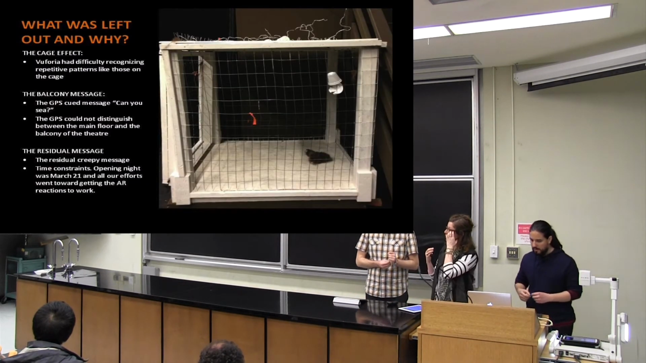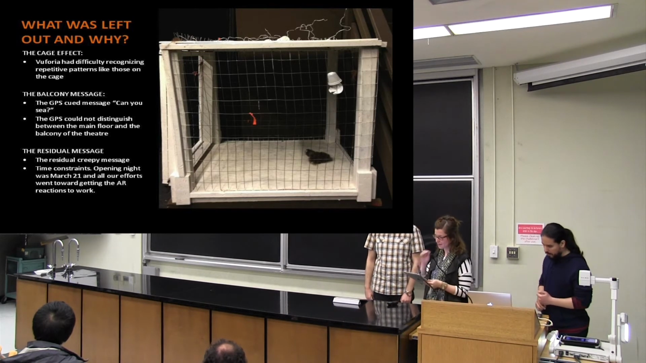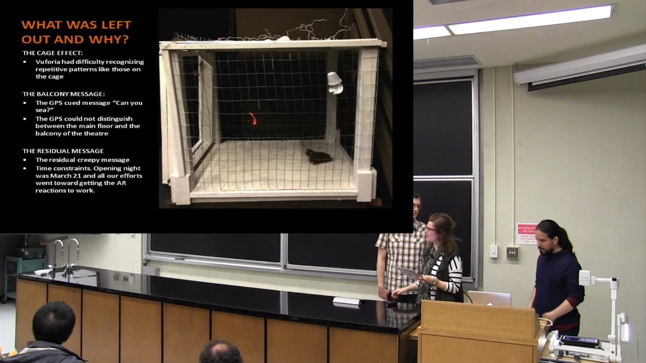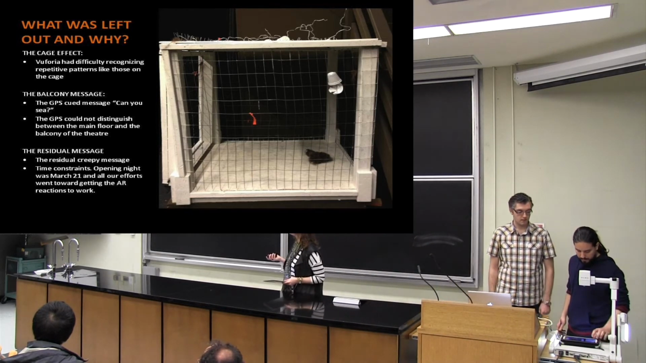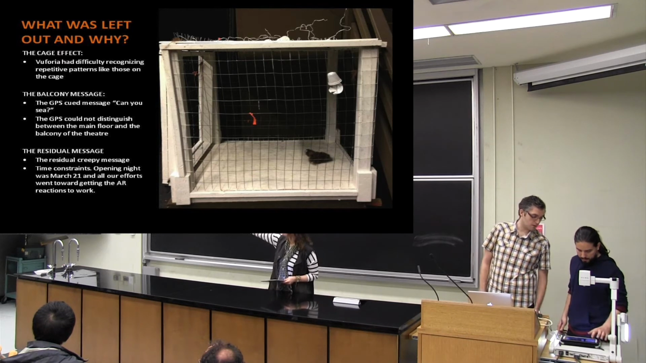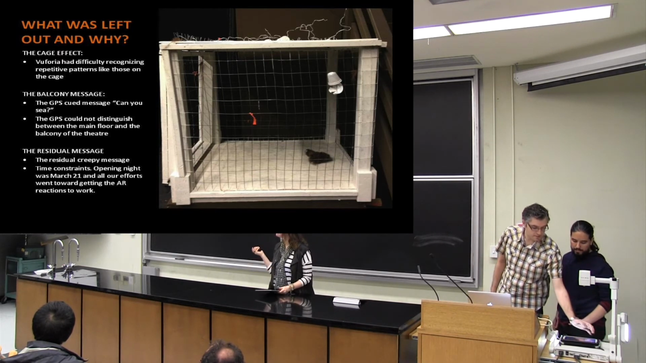Initially, our project was more complex. We had more effects, but we had to cut them mostly due to our tight schedule, but also our difficulties with Euphoria. So we had a cage effect where we wanted to put something in this cage, but Euphoria had difficulty recognizing the repetitive patterns.